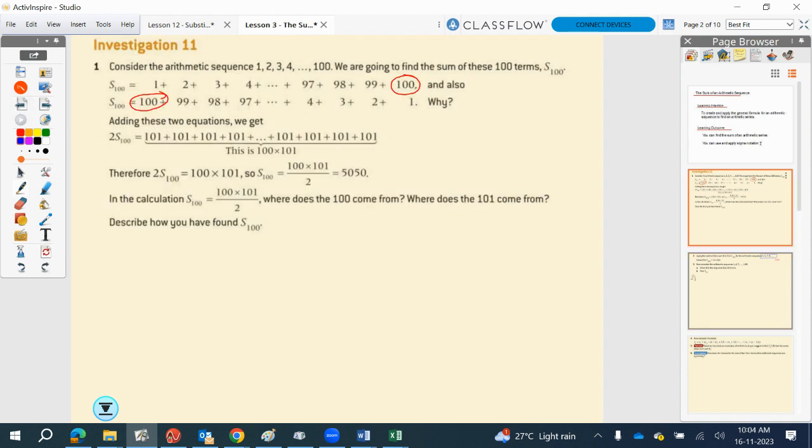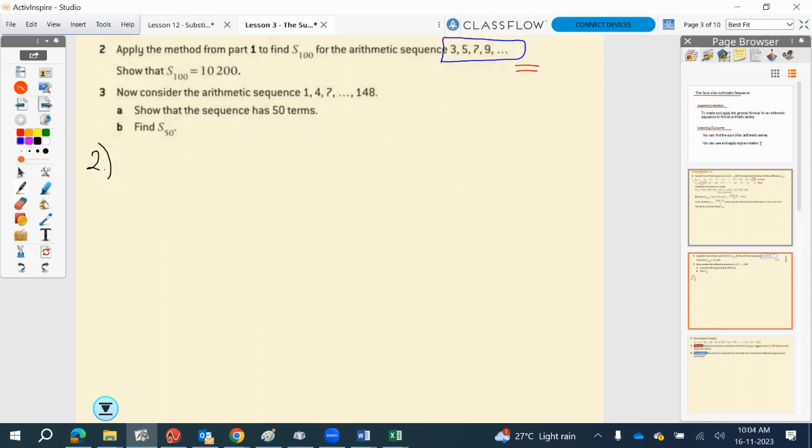If you have the last term in the sequence and the first term, and then how many lots of that do you have? And then why do you divide by 2? How did you get it, you're adding these two together? So you have 2 lots of what you're after. You want 1 lot of what you're after. Alright, okay, let's have a look now.